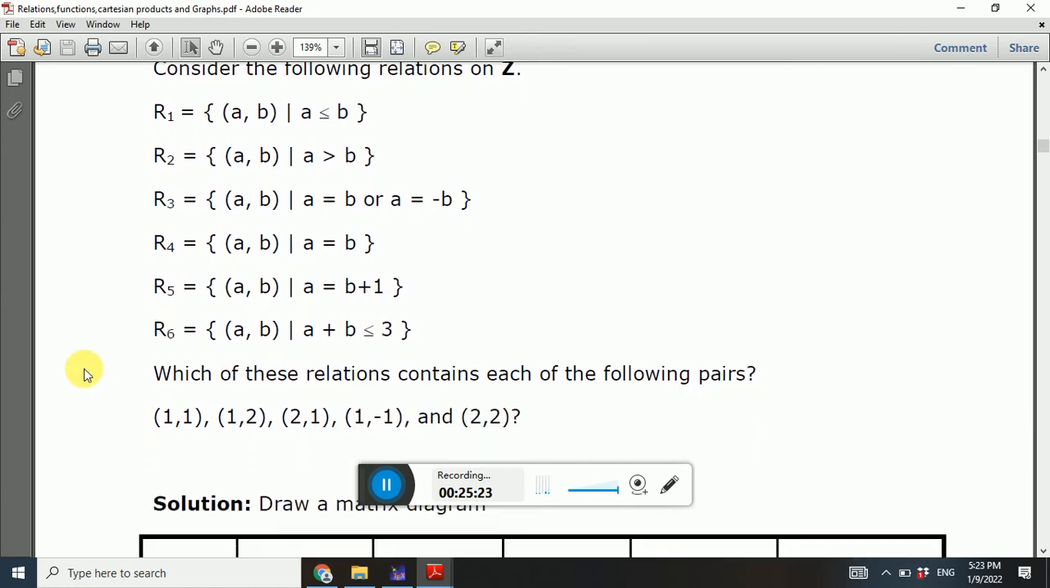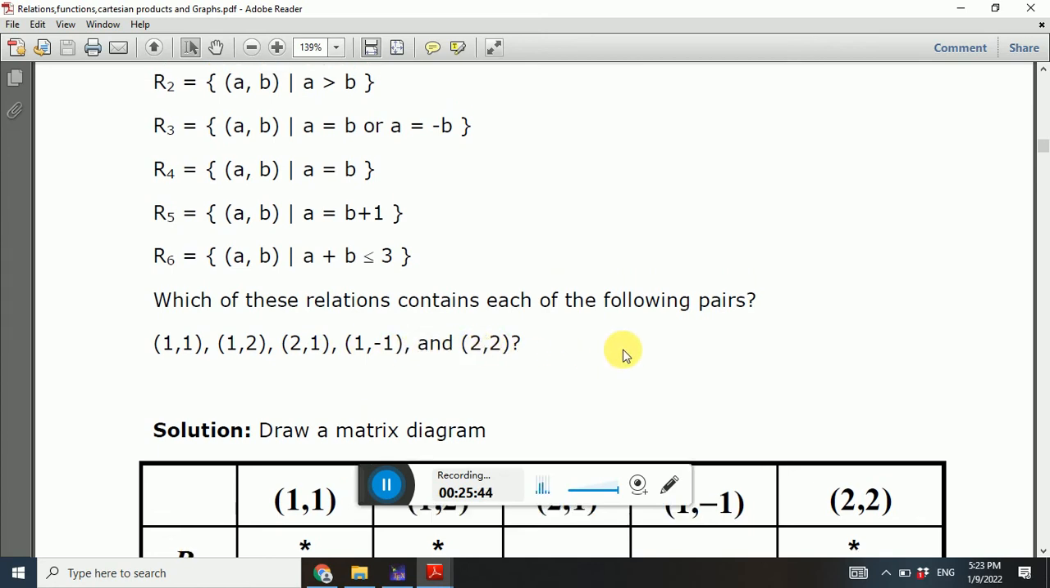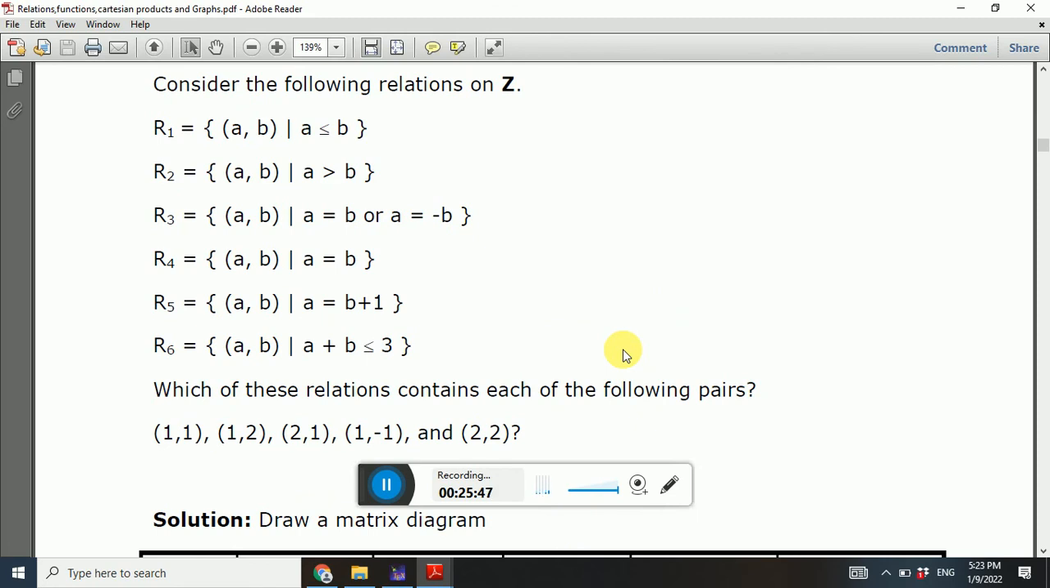Okay? So then they are saying which of these relations contains each of the following pairs. So you have the pairs (1, 1), (1, 2), (2, 1), (1, -1), (2, 2). They want you to look at each of these pairs and see whether they satisfy R1. Do they satisfy R2? Do they satisfy R3, R4, R5, and so on?